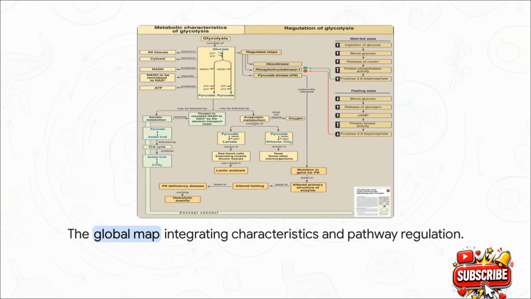Zooming all the way out to the global metabolic map, we can finally integrate everything we've talked about. You can trace precisely how the well-fed state, driven by insulin, and the fasting state, driven by glucagon, directly govern the entire glycolytic pathway from the top down. They're pulling the strings on those specific enzyme traffic lights we looked at earlier.